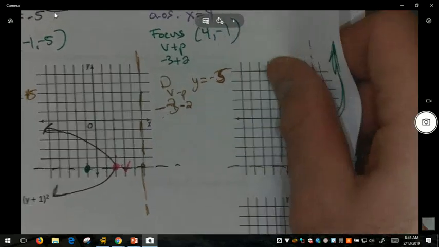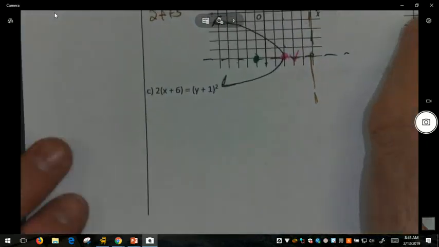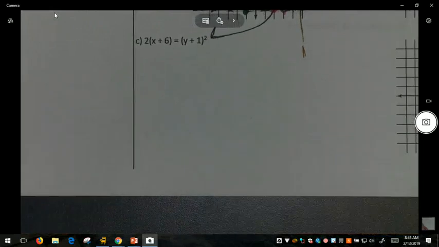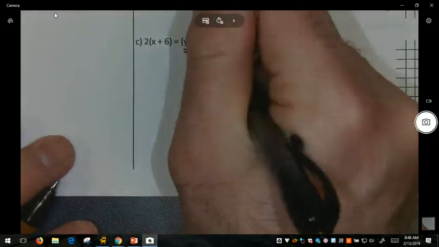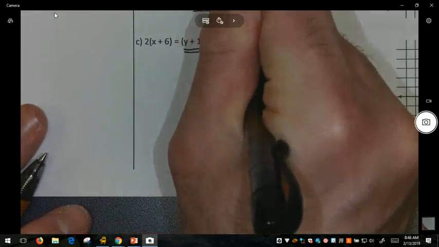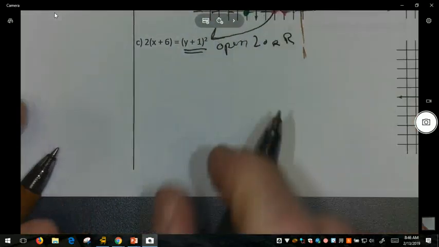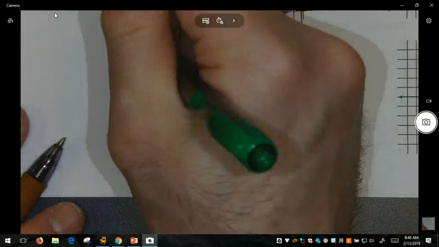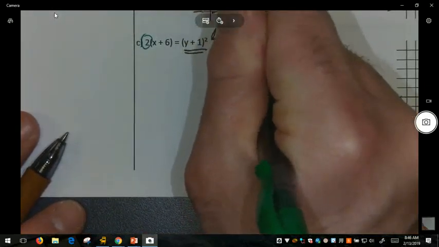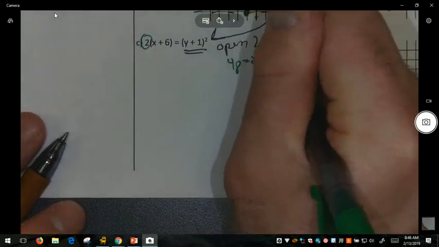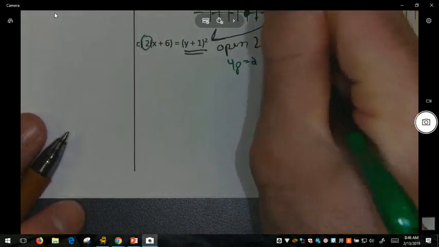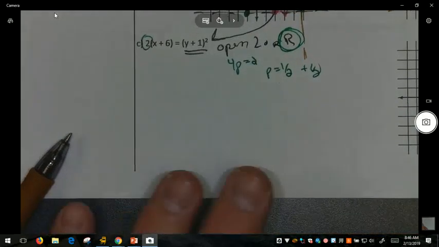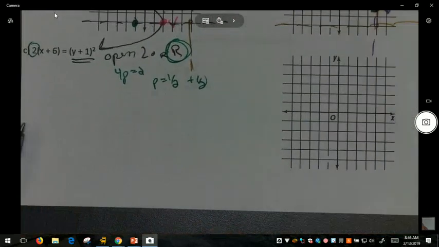Looking at letter C, you should immediately know which way it's going to open. It is the y value that is squared. Since the y value is squared, that's going to open either left or right. Look at the value of p. 4p equals 2. So that means that p equals 1/2. Since it's positive 1/2, it's going to open to the right. When we graph this, we expect to see it opening to the right.